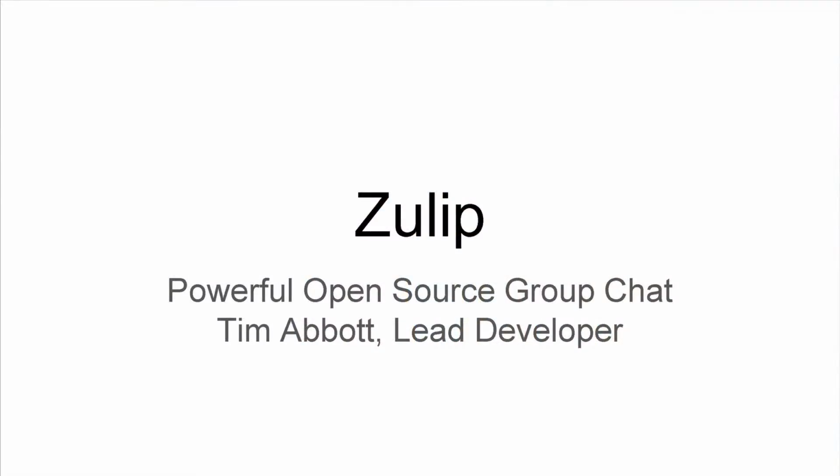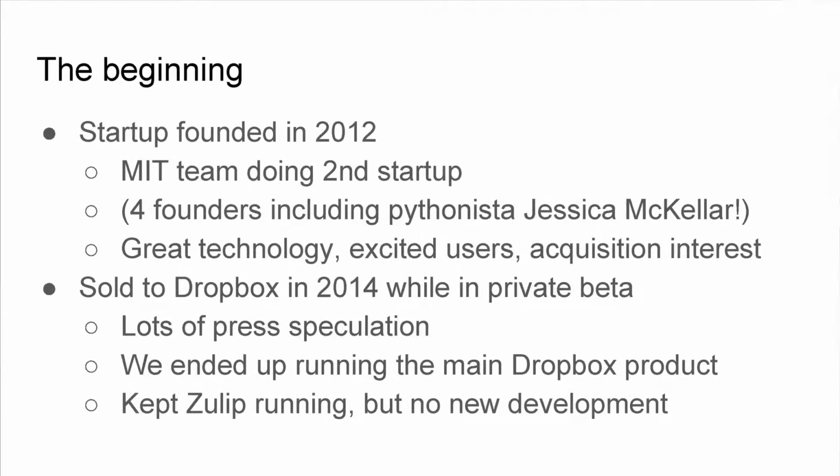Zulip has sort of an interesting story for an open source project. It actually started out as a startup back in 2012. Basically, me and my friends from MIT were doing our second startup. Actually, one of my co-founders was famous Pythonista, Jessica McKellar. And we built some great technology. We had excited users, and we got some acquisition interest.